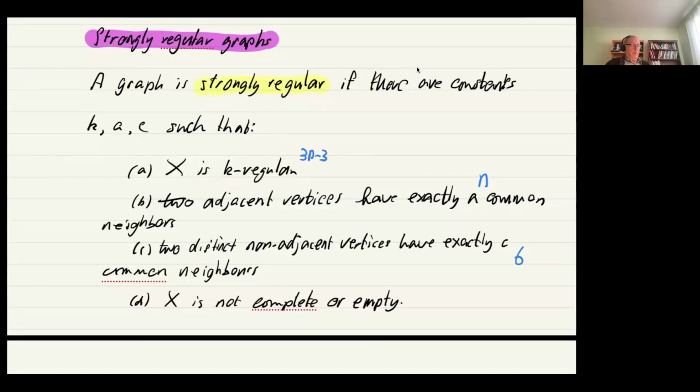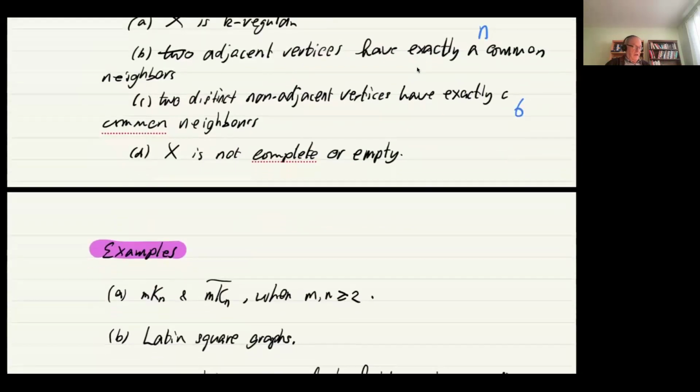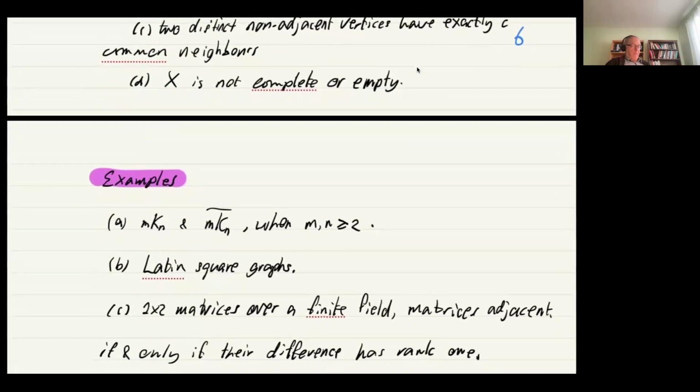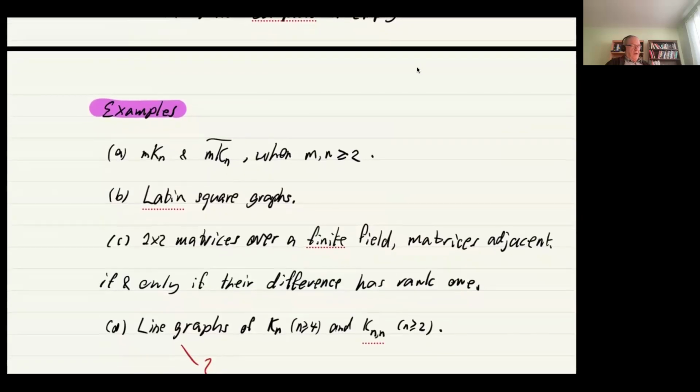There are a number of other examples. Well, lots of examples. But these are the easiest. This is one of the easiest infinite families to construct. So what are some concrete examples? If you take a number of disjoint copies of the complete graph, so at least 2 disjoint copies of a complete graph on at least 2 vertices, that's strongly regular, and you can check, and that will have c equals 0. Or you can take the complement.